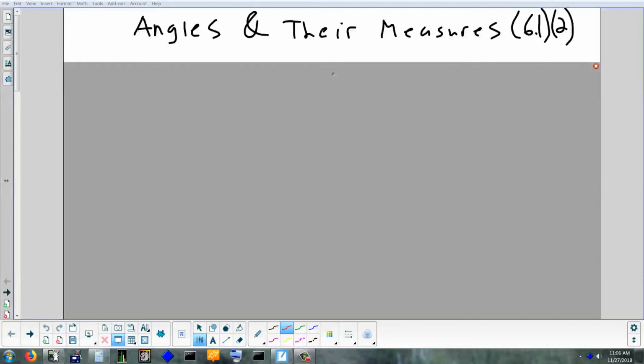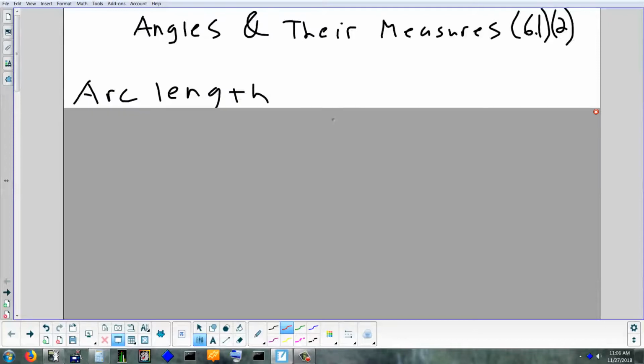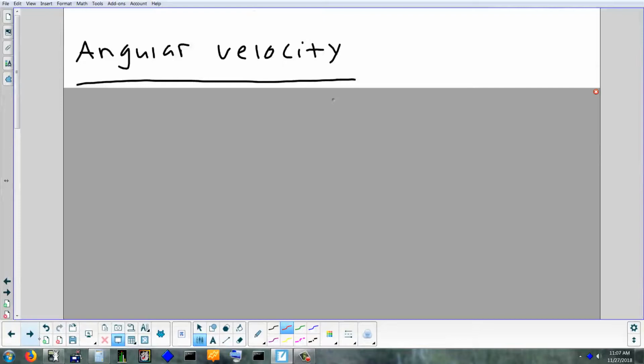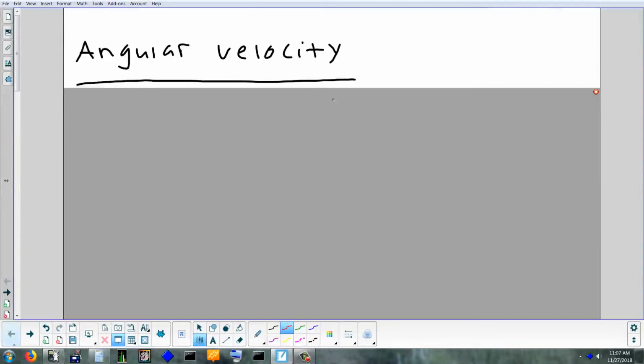All right, so we're going to finish up section 6.1, which is on angles and their measures. We're going to look at what's called arc length. I think we're going to look at angular velocity, and that's it. Those are the only two things we're going to look at.